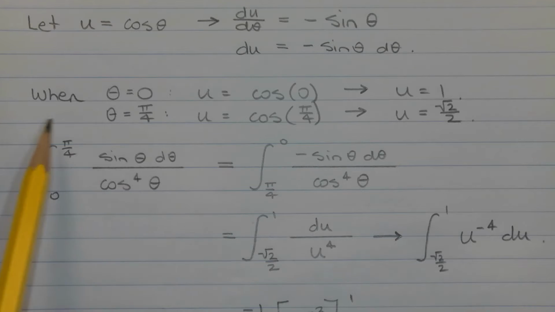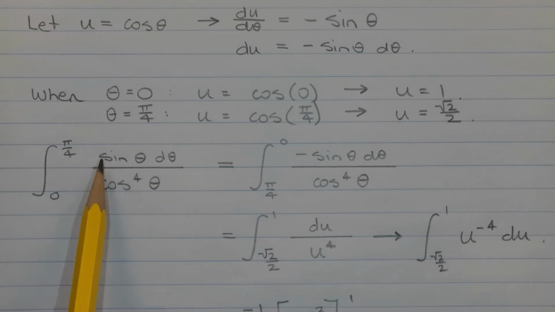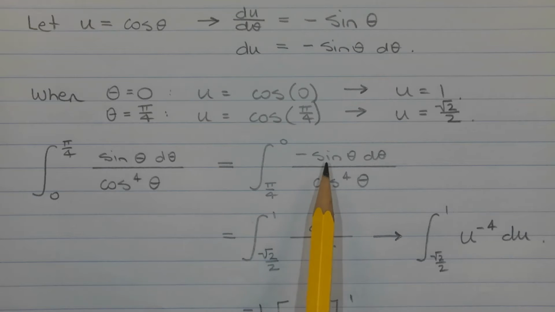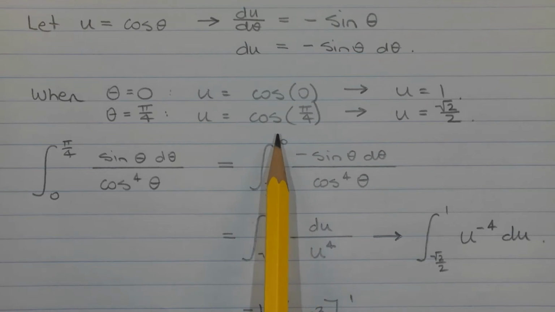So going back to our original integral, we have the integral of sine theta d theta over cos to the power of 4 theta from theta equals 0 to theta equals pi over 4. But we need a negative to appear in front of the sine theta, and that's easy enough to do. We just multiply the numerator by negative 1. But we need to compensate for that by switching the limits around. So the integral becomes negative sine theta d theta over cos to the power of 4 theta from theta equals pi over 4 to theta equals 0.